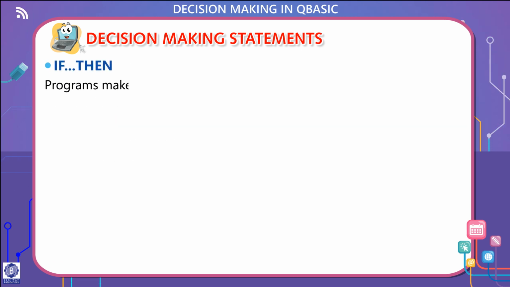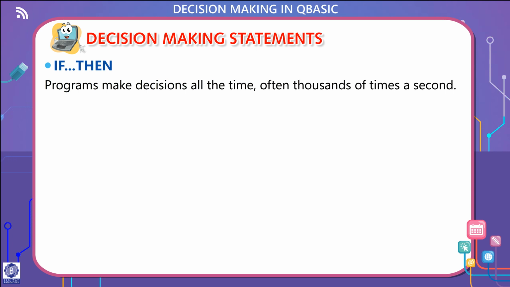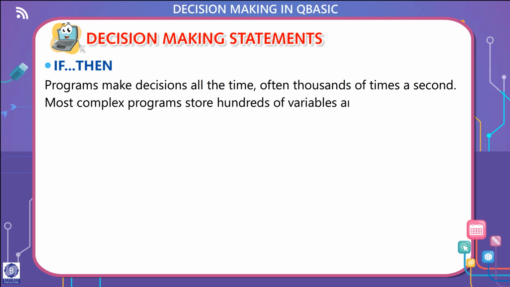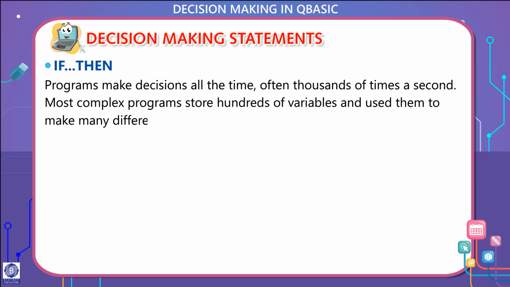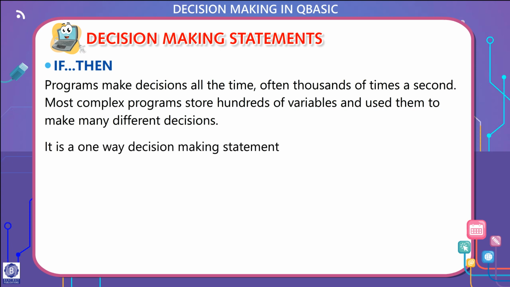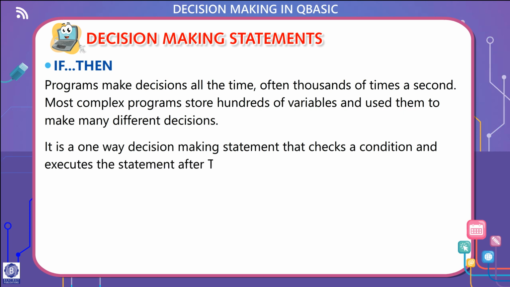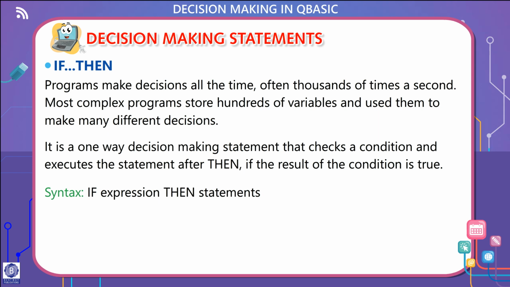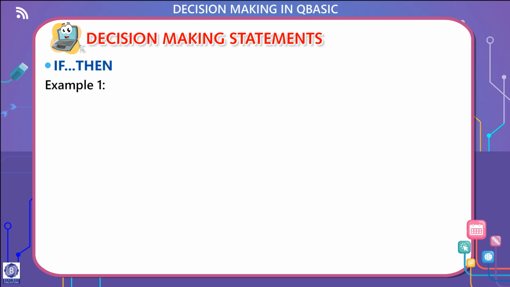If-then. Programs make decisions all the time, often thousands of times a second. Most complex programs store hundreds of variables and use them to make many different decisions. It is a one-way decision-making statement that checks a condition and executes the statement after then if the result of the condition is true. Syntax: if expression then statements.